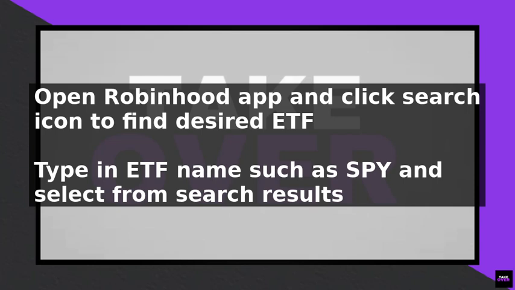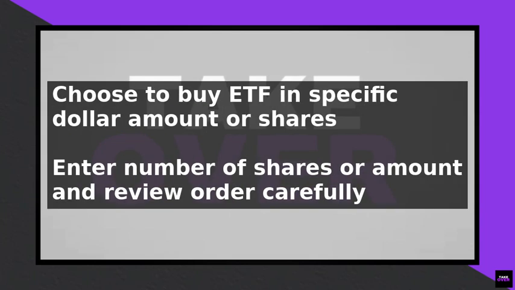From the search results, select the ETF you wish to purchase. Then click the buy button and enter the number of shares you want to buy. You can also choose to buy the ETF in a specific dollar amount or in shares, depending on your preference.